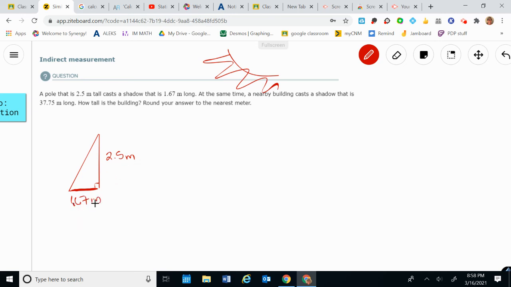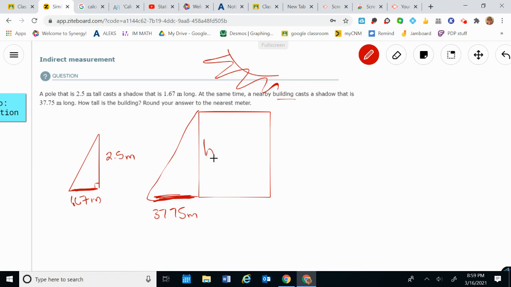Now, you don't need to put the meters there. It's good to check and make sure that they give you the same units. When you do your math, don't put the meters in, okay? At the same time, here we're back to a building. Let's pretend the building is like a big fat building here, and at the edge of the building is the shadow. This shadow is going to be 37.75 meters. And then it's asking you, how tall is the building?